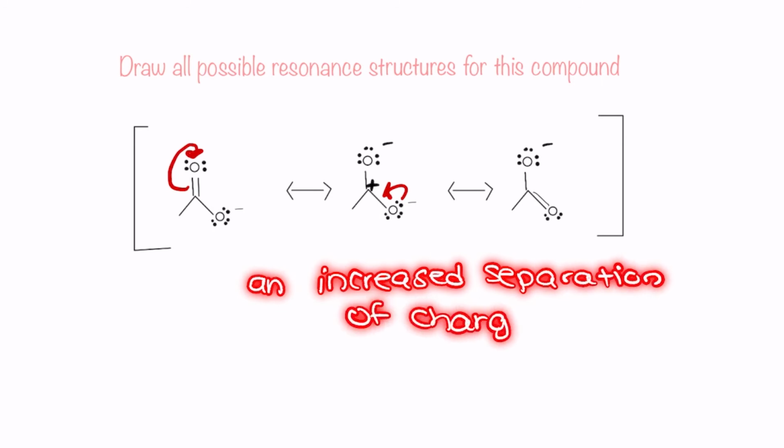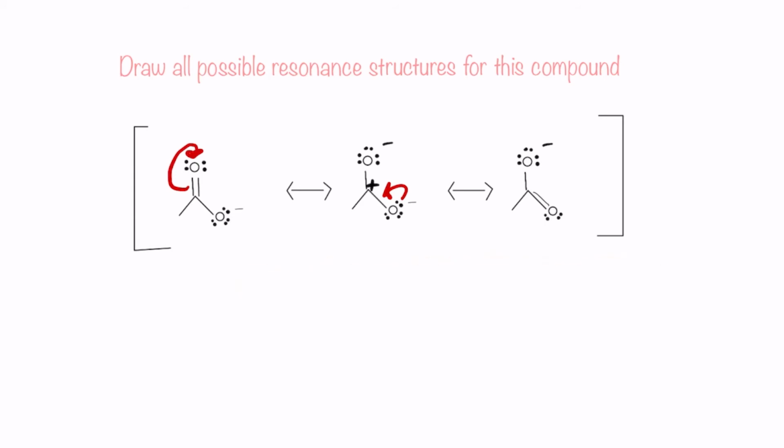So if we have too many charges on a structure, that could mean that it's very unstable. And so the compound doesn't like to sit in that structure very often. And so which one of these structures might you think is the least contributing structure? That would most likely be structure number 2. And that's because structure number 2 has an increased separation of charge, where we have 3 separate adjacent charges here, and that's very unstable. So this would be the least contributing structure.